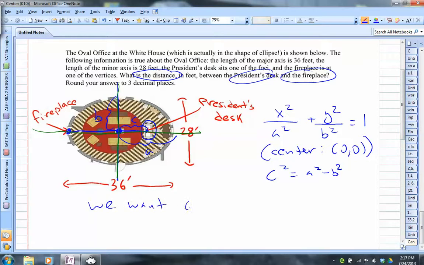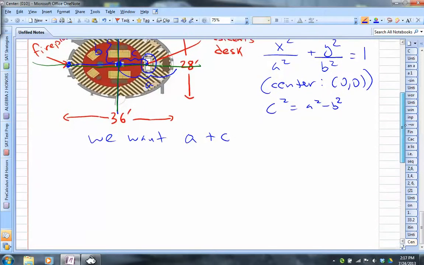And that's why this is called analytical geometry, because you have to take the tools that you're given and be able to analyze the situation so that you can solve what you're being asked to solve, which is the distance between the president's desk and the fireplace. So we begin by solving the problem.